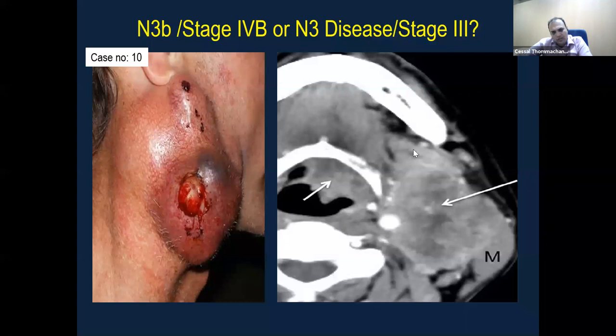And this patient is an N3 because of three factors. One, skin involvement. Number two, the involvement of the sternocleidomastoid. And third is the encasement of the carotid artery. So this patient is N3. If this patient has squamous cell carcinoma of the head and neck, in P16 positive, it is N3, and it is stage 3 disease.